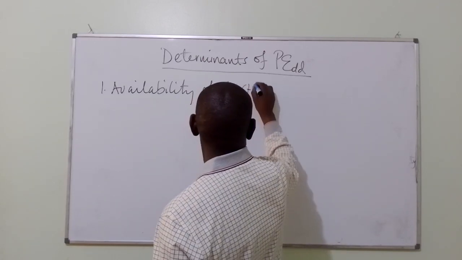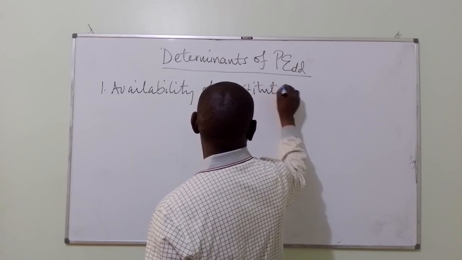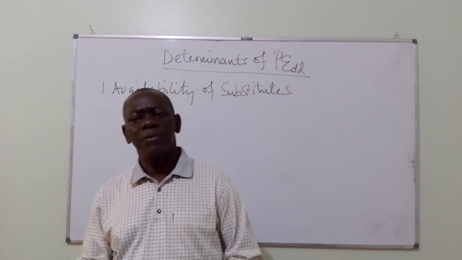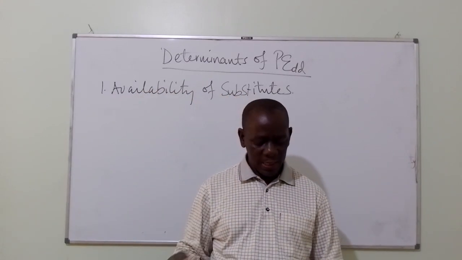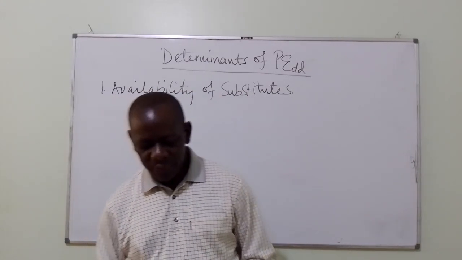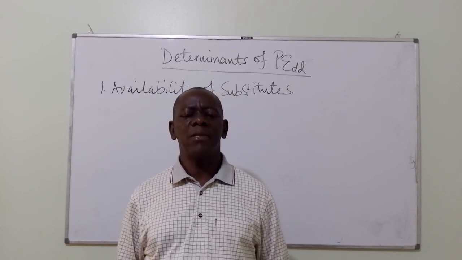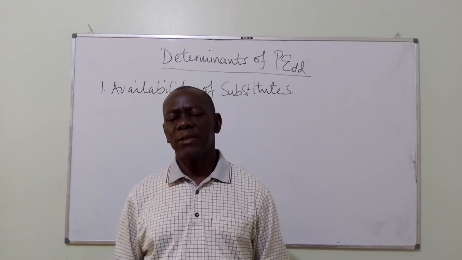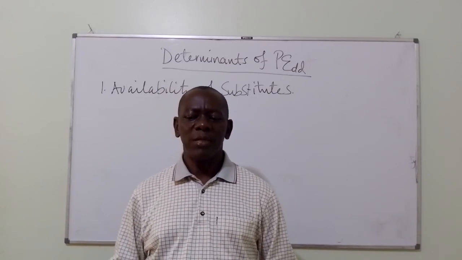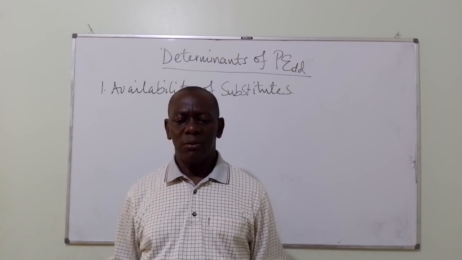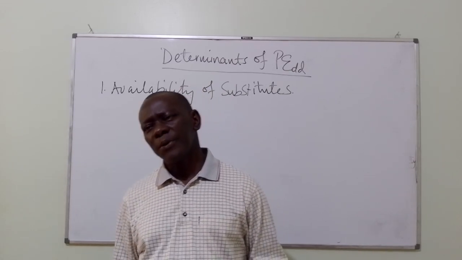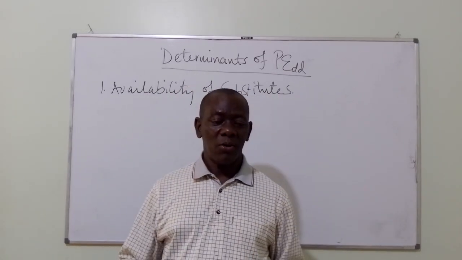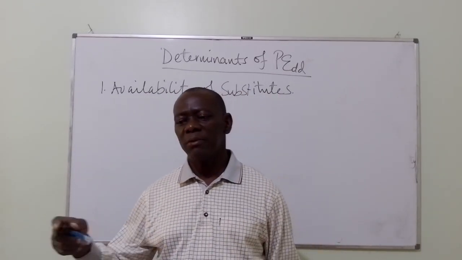Availability of substitutes. That is one of the factors that will determine the elasticity. We normally say that the moment a commodity has substitutes and close substitutes, then the demand is going to be elastic. If a commodity has many close substitutes, the example you can give is soft drinks. You take a Coca-Cola, you take a Pepsi Cola, you take a Reham Cola.